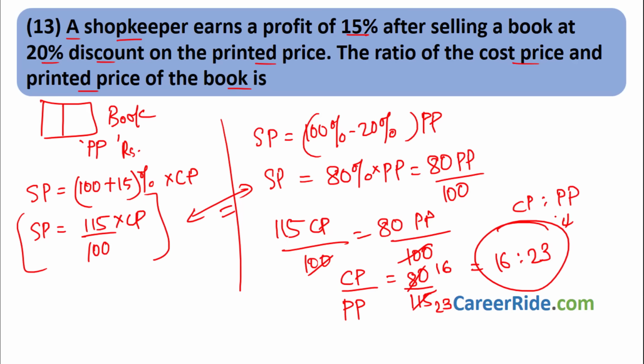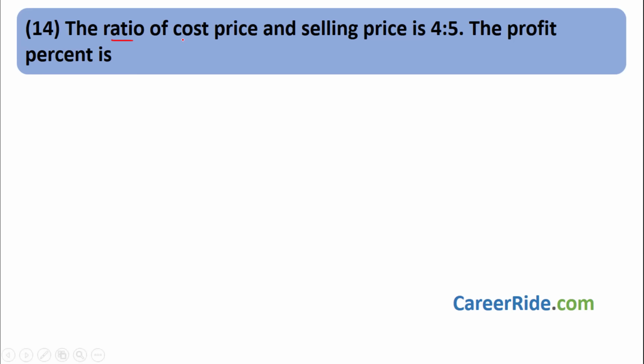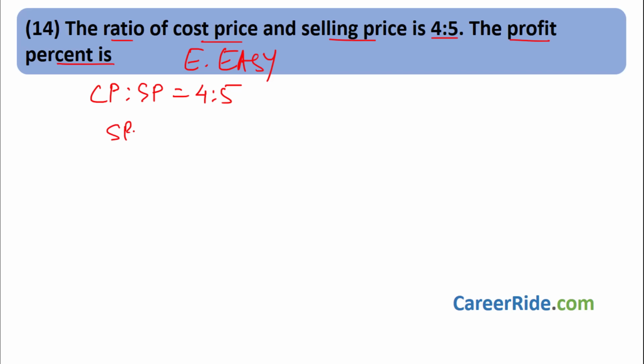See how easily we got the answer. Question number 14. The ratio of cost price and selling price is 4:5. The profit percent is again an extremely easy sum. Let us see how. The ratio of cost price to selling price is 4:5. That means that if the selling price is rupees 5, the cost price is rupees 4.